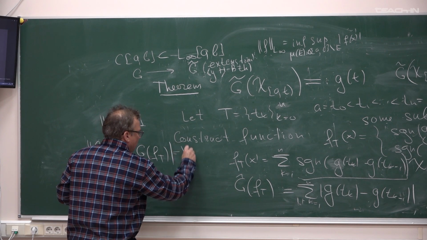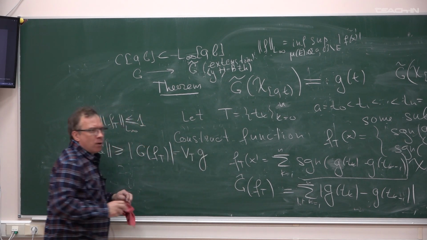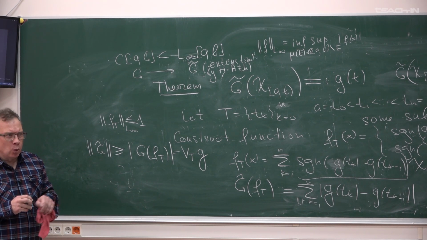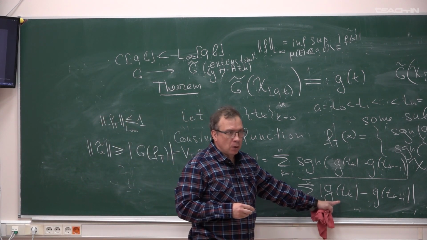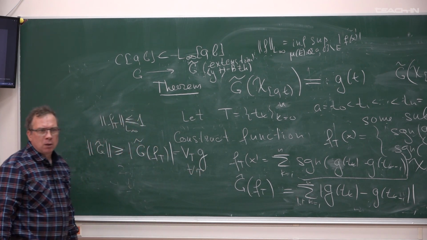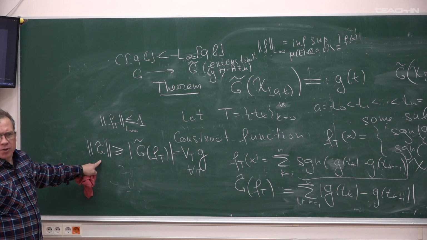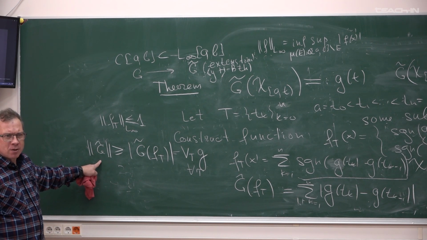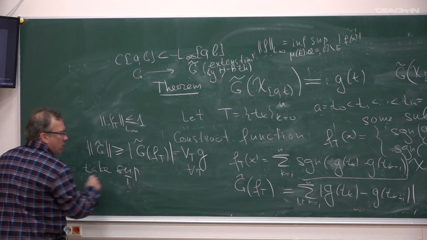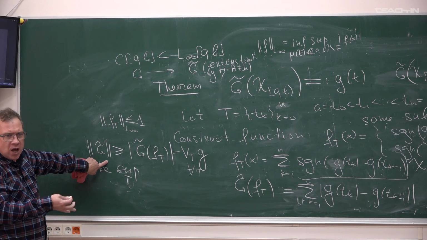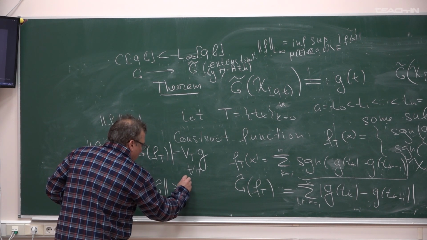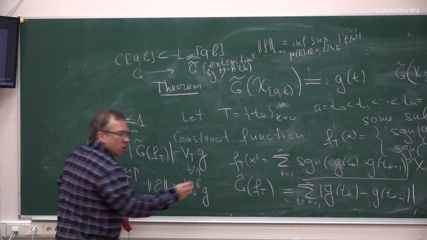And thus we obtain that it is the variation of the function g on the subdivision t. We can do this for any subdivision t. This does not depend on subdivisions. So can we take the supremum over all subdivisions? Here we change nothing. It is the norm of the functional g tilde. And here we obtain that it is the full variation of the function g.